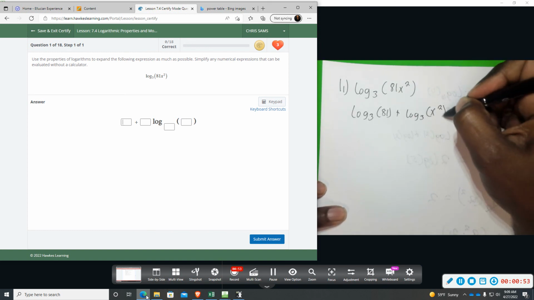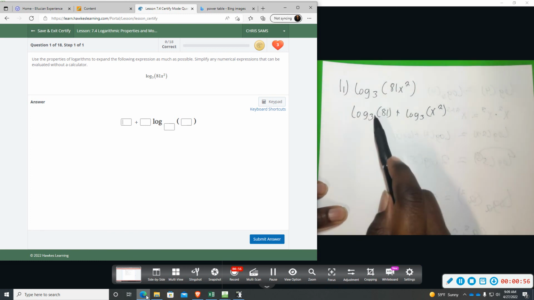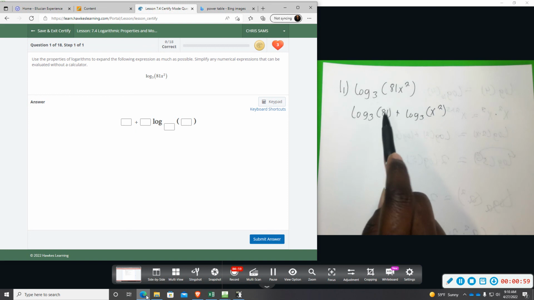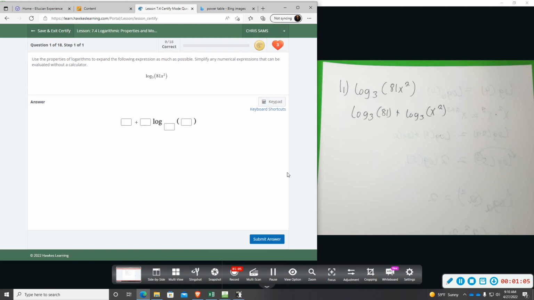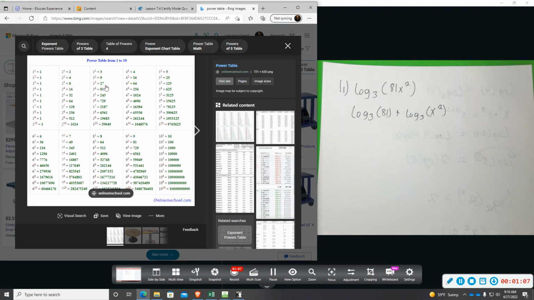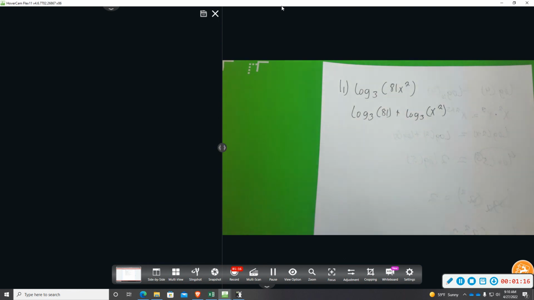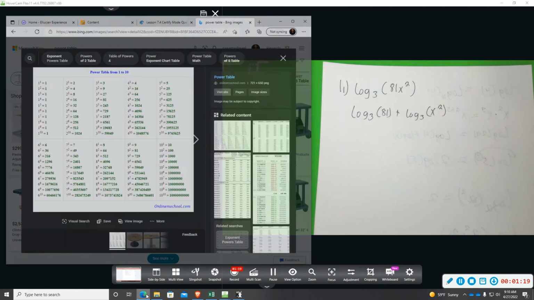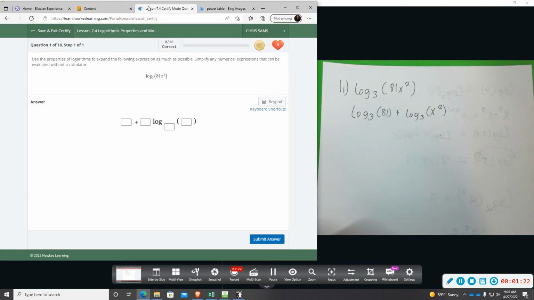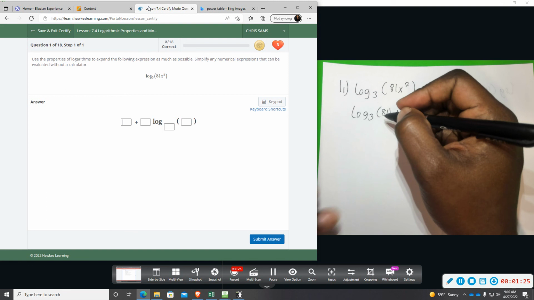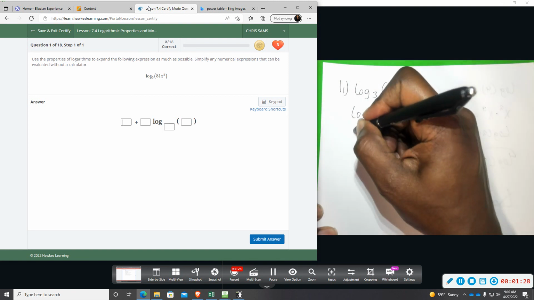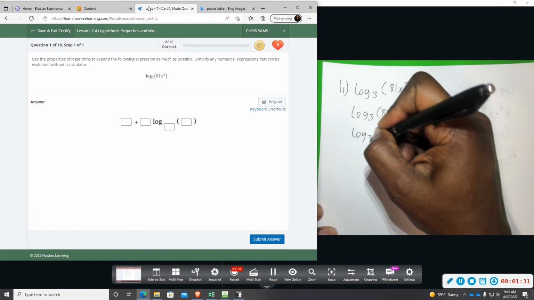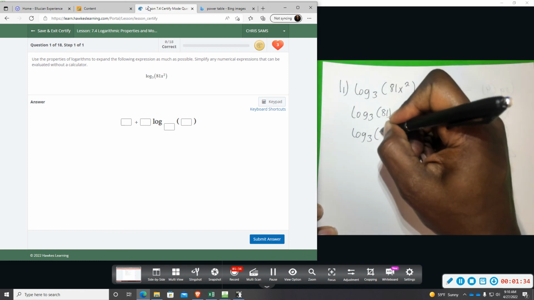Now, this base 3, I do know that 81 can be written in terms of 3 as base 3. So let me go to the power table and just remind you of that. Notice 3, 1, 2, 3, 3 to the 4th is equal to 81. So I want to rewrite the 81 in terms of 3. So we're going to say log base 3, and then instead of 81, I'm going to write 3 to the 4th.